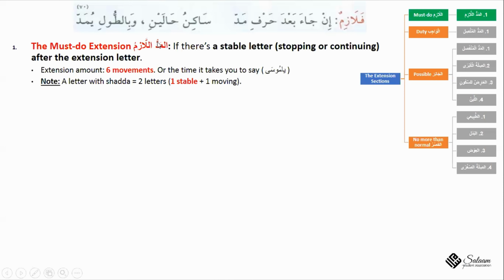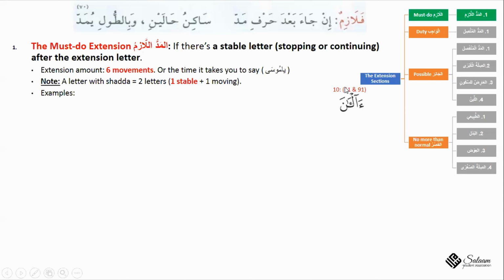I'm saying this because most of the must do extension, or madd al-lazim, is an extension letter, and then we have a letter with shadda after, because the letter is shadda. The first one of the 2 letters is a stable letter, which means it follows this. So an extension letter, and then we have a stable letter after, which is the first one of the letter with shadda. We are going to go into examples, inshallah.